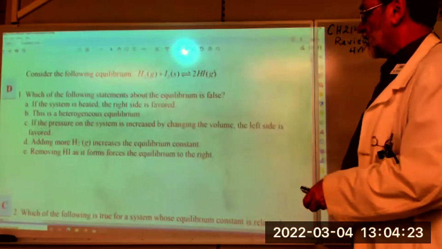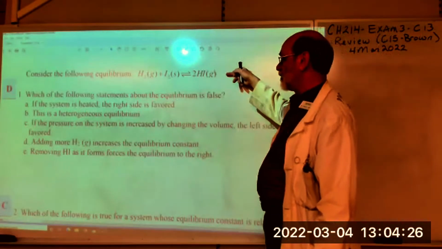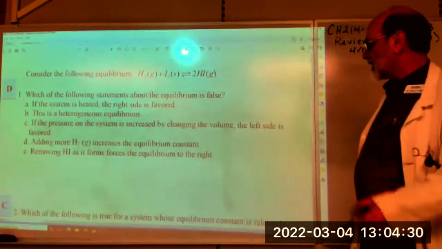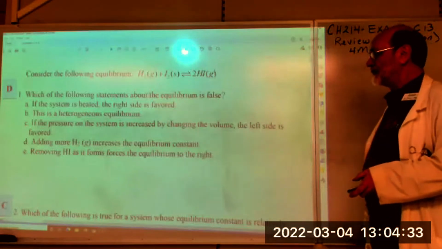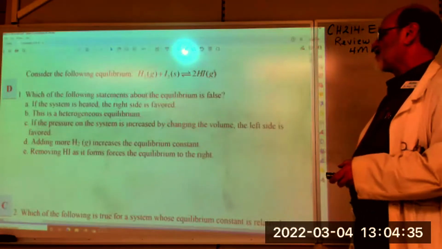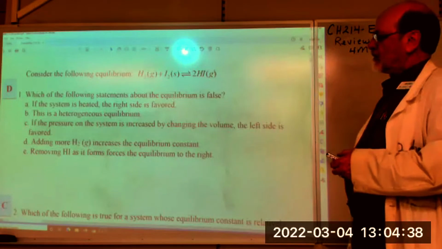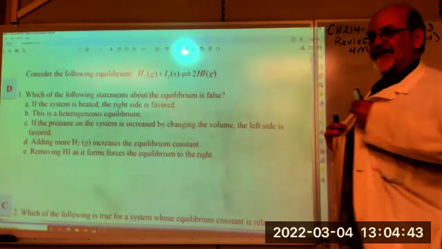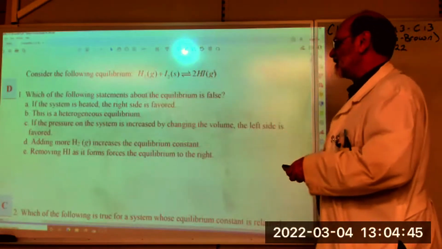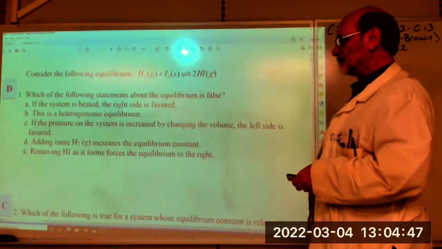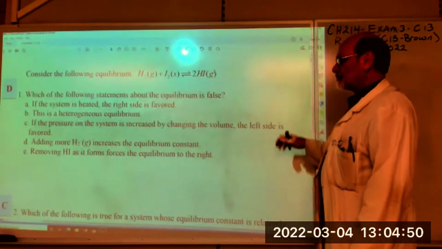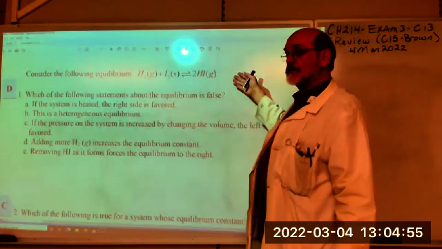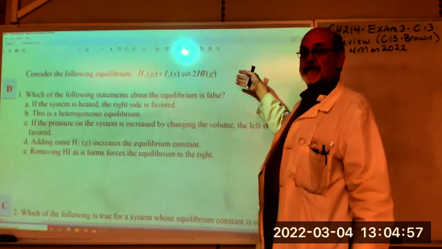Which of the following statements, referencing this reaction equation, about that equilibrium is false? This is not a good question. I'm going to show you why. If the system is heated, the right side is favored. You can't tell, right? Because we don't know if it's exothermic or endothermic.